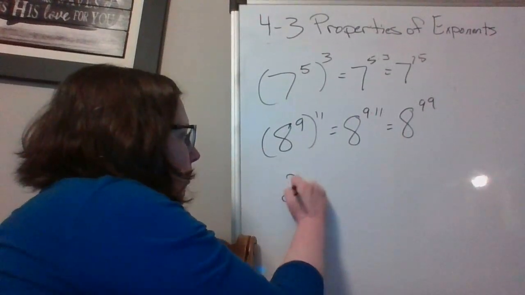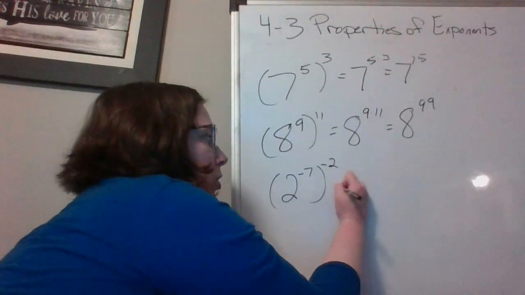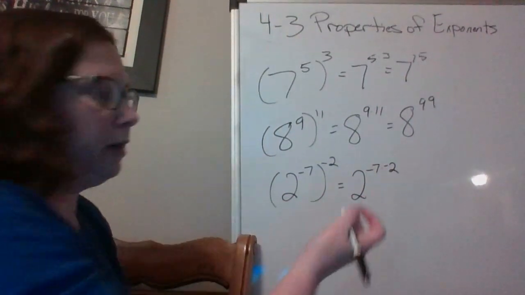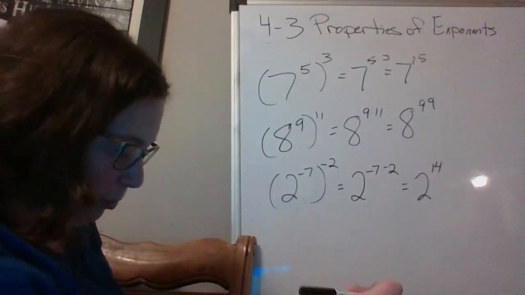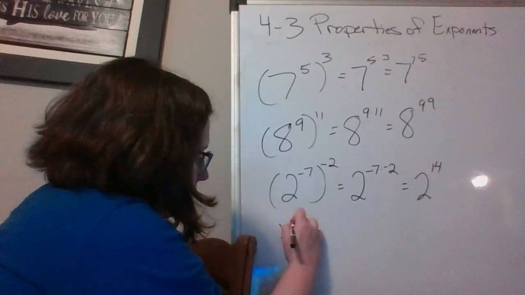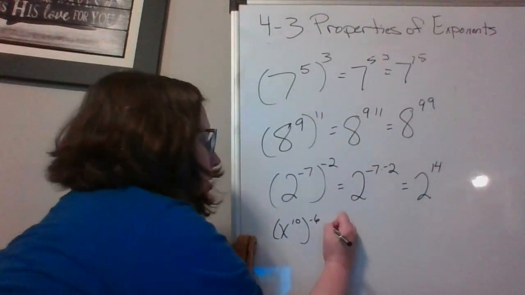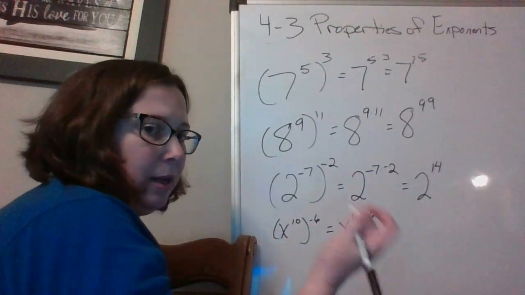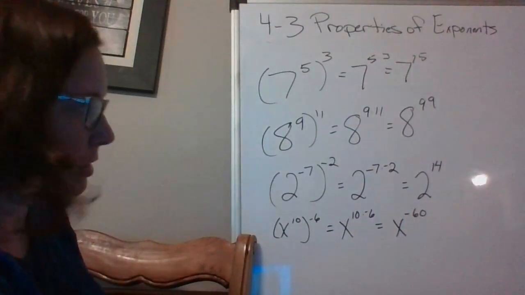Next up, we have 2 taken to the -7th to the -2nd. When we multiply here, we're multiplying a negative times a negative, which is a positive. So in this case, we would get 2 to the 14th power. And last example is x to the 10th, and we are going to take that to the -6th power. So we are going to have our base as x, multiply positive times negative is negative. So our answer here will be x to the -60th power.